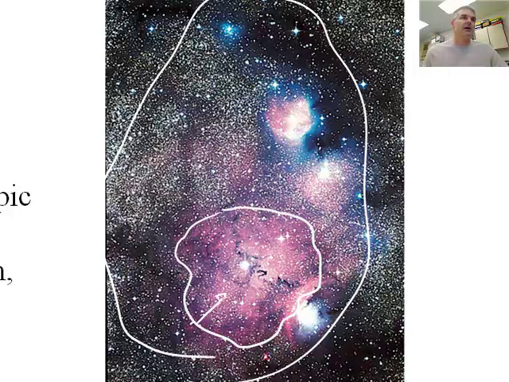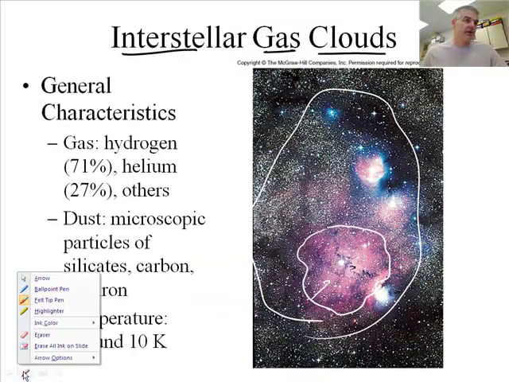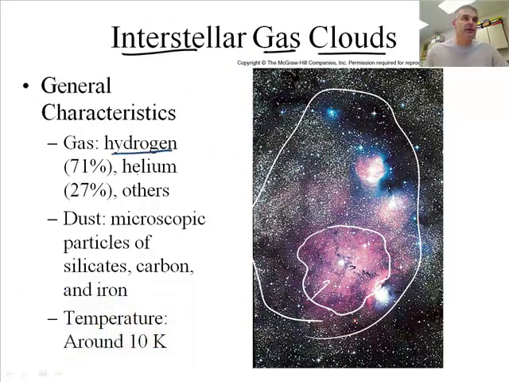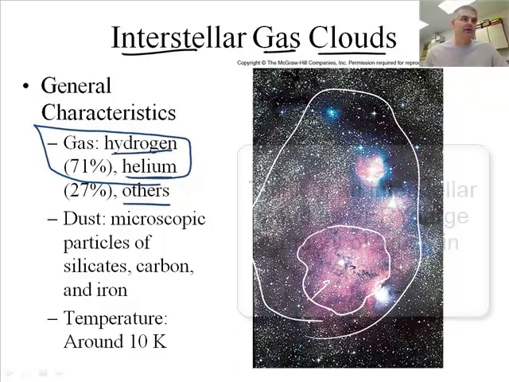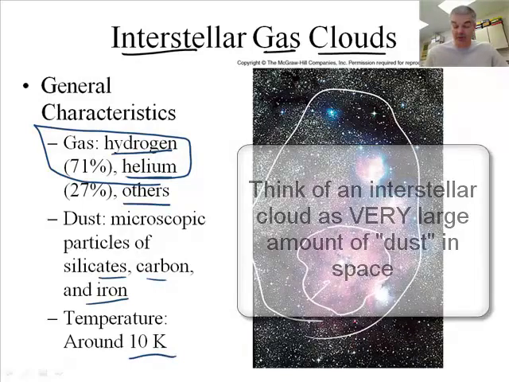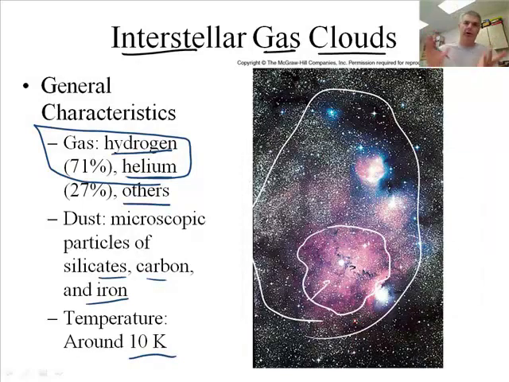So you've got gas up in space. What do we find about the nature of this gas? Well, it's made of hydrogen and helium and others. Hydrogen and helium is 71%, and everything else is 27%. So it's like a bunch of dust flying around in space, microscopic particles of silicates, carbons, and iron. And the temperature is actually cold, 10 Kelvin. Not just kind of cold, that's really cold.